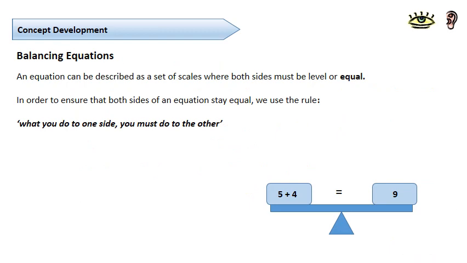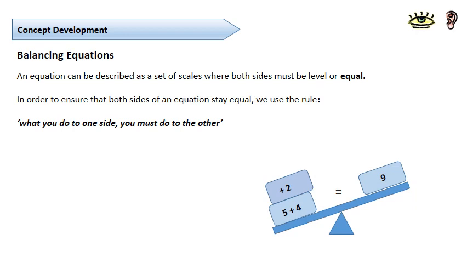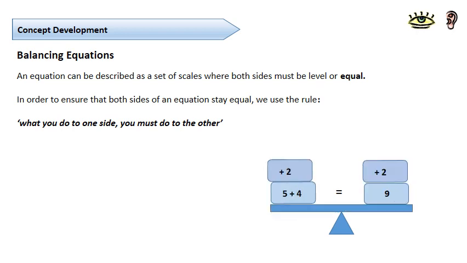Right, balancing equations. An equation can be described as a set of scales where both sides must be level or equal. In order to ensure that both sides of an equation stay equal, we use the rule: what you do to one side, you must do to the other side. If you don't, it'll be unequal and your scales will fall over, which would be bad engineering.